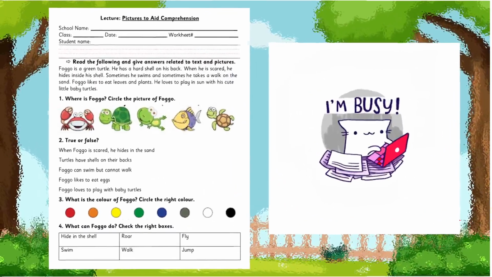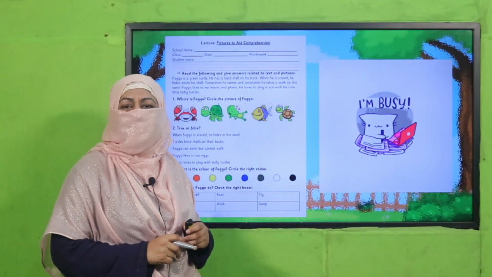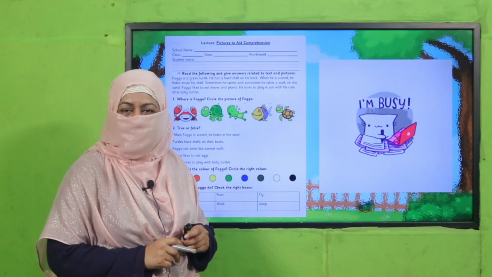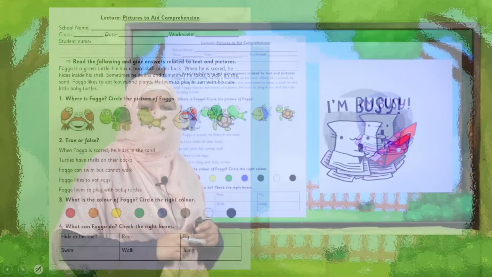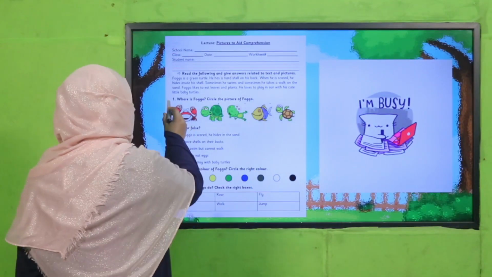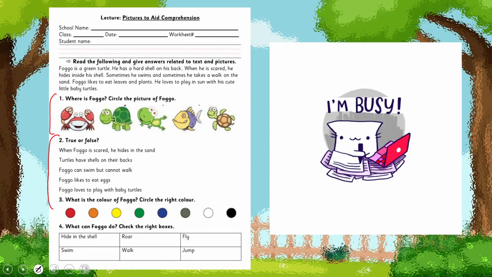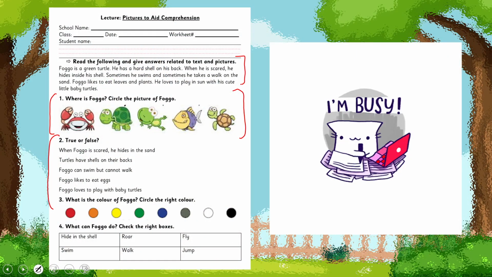And here is the worksheet, my dear fellow teachers. The worksheet, lesson plan, and PowerPoint presentation links are given. You may click, download them, and kindly provide a printed worksheet to students for practice. Students will look at the pictures and find the answers to the questions. These pictures are going to help them understand this text.